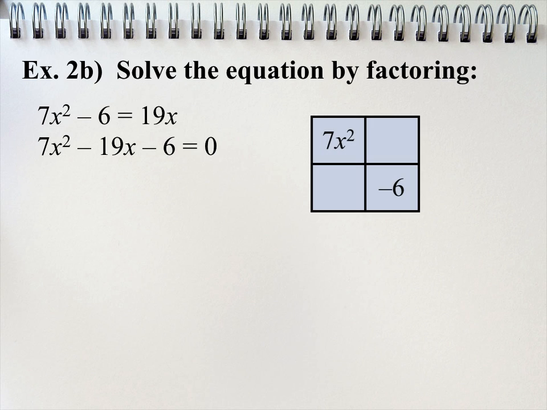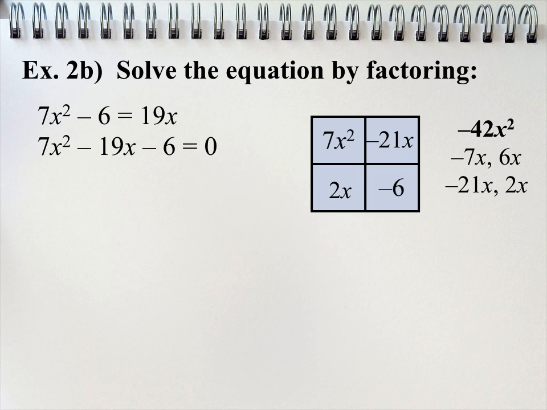Recall in the box strategy, the quadratic term goes in the top left, the constant goes in the bottom right. Now we multiply these two terms together and we get -42x squared. And we start looking for factors of -42x squared, which will also add together to equal the linear term of -19x. Here's a pair of factors which multiply to equal -42x squared and add together to equal -19x. So they go along the diagonal.